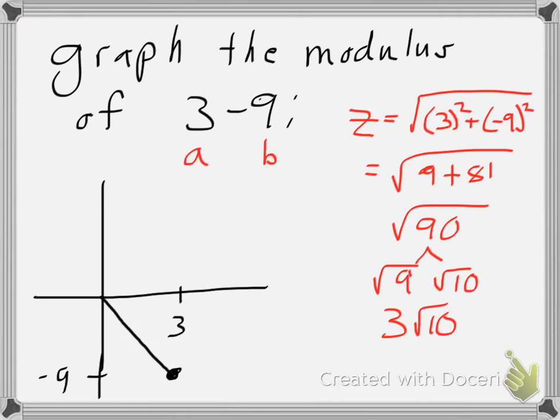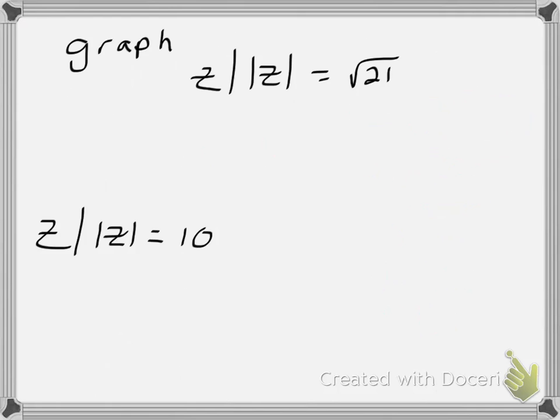Now, one of the other things we could be asked to graph is a set of numbers. This one just asks for the specific modulus, so it's a single point with my line. If I'm asked to graph sets of numbers such as this, the first one asks me to graph the set of all numbers z, such that z is the square root of 21, z referring to our modulus. Whereas before, we put the square root of 21 in the proper quadrant. Here we're not given a specified quadrant. We don't know what the original complex number was.